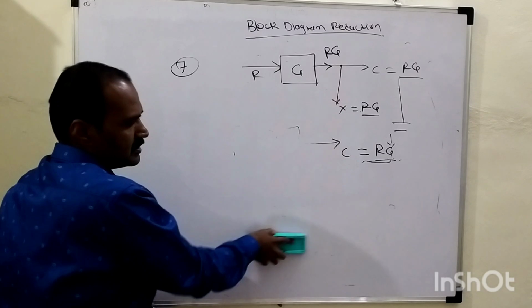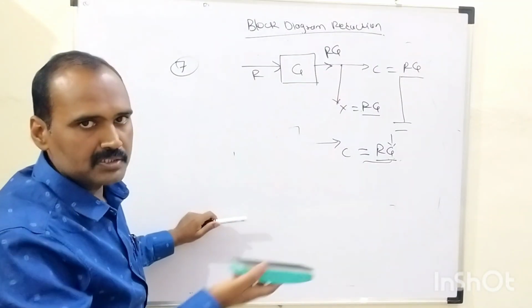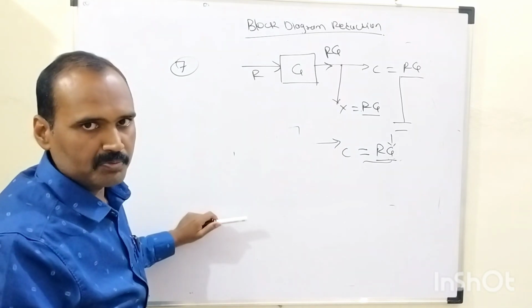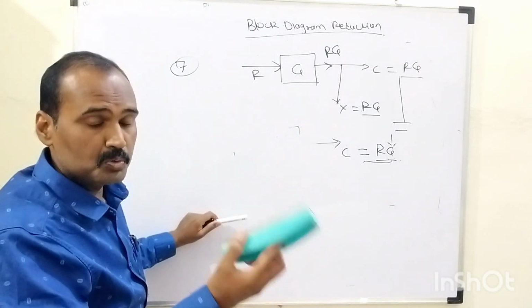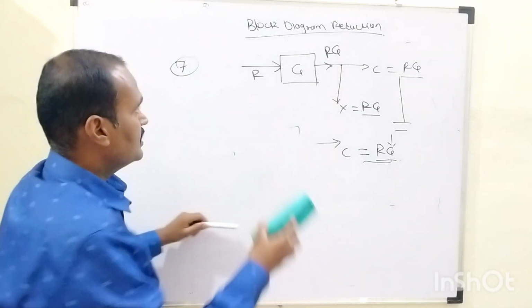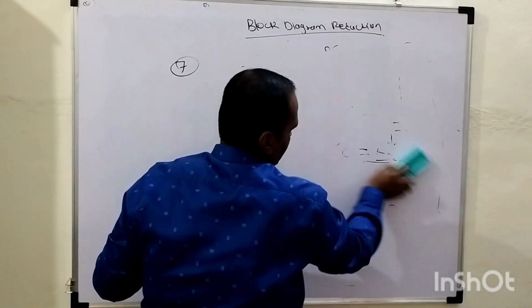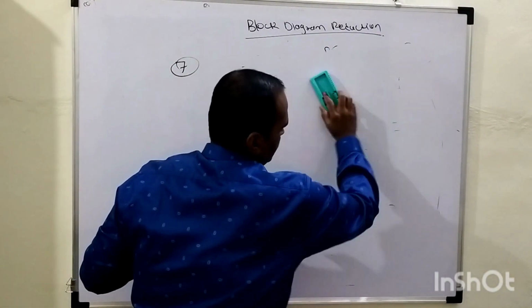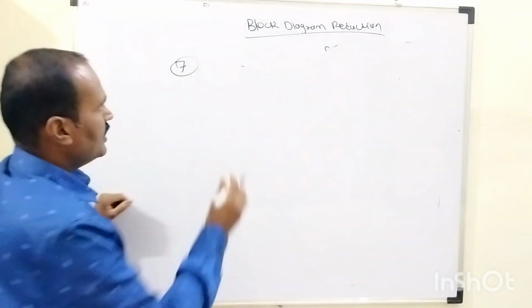Apart from these 8 rules, we have some critical rules which belong to summing points and takeoff points. How to shift this takeoff point before this summing point, and how to shift this summing point before this takeoff point and after this takeoff point. But those rules are very rarely used in this block diagram reduction technique. So currently, reduction rule number 8 belongs to the takeoff point: how to shift this takeoff point after this block.